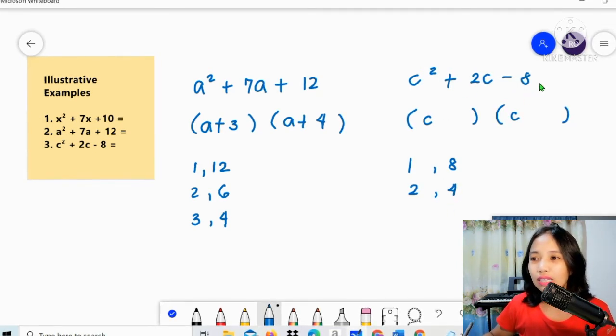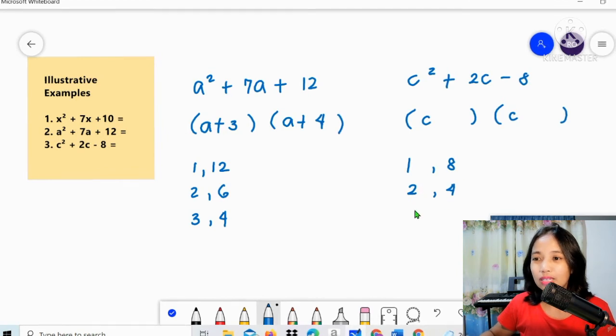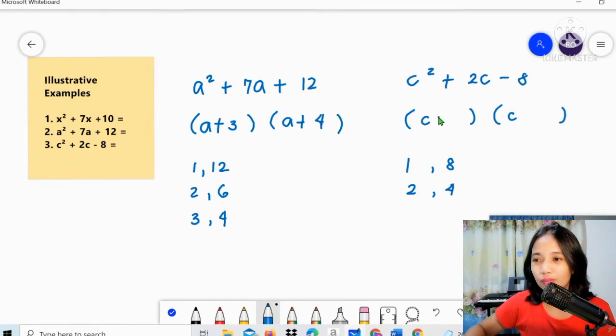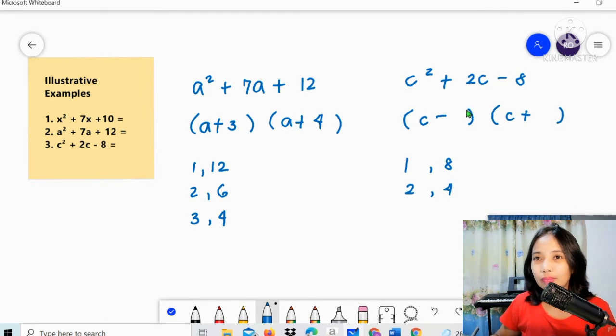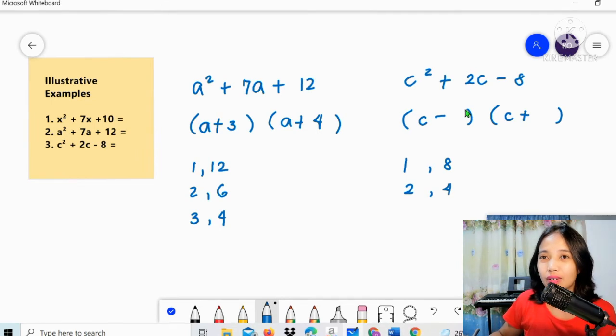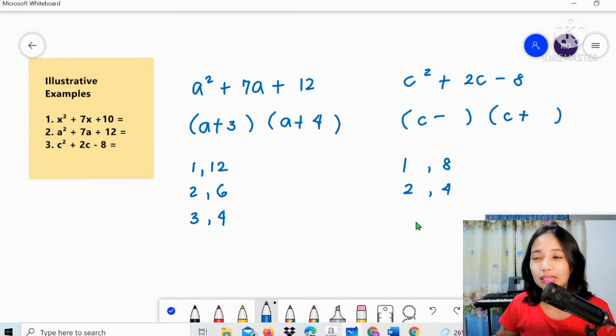Okay, since this is negative, ang ibig sabihin niyan, isa sa ating mga factors ay negative. Okay, it's either that is 1 or 8. So, pwedeng natin ilagay dito, 1 is negative, then the other one is positive. Okay, so let's try. Alin kaya dito ang kapag inadd natin that will become 2? So remember that when we add negative and positive, we used to subtract. Okay? So, alin kaya dito ang kapag sinubtract natin, equal siya sa 2.